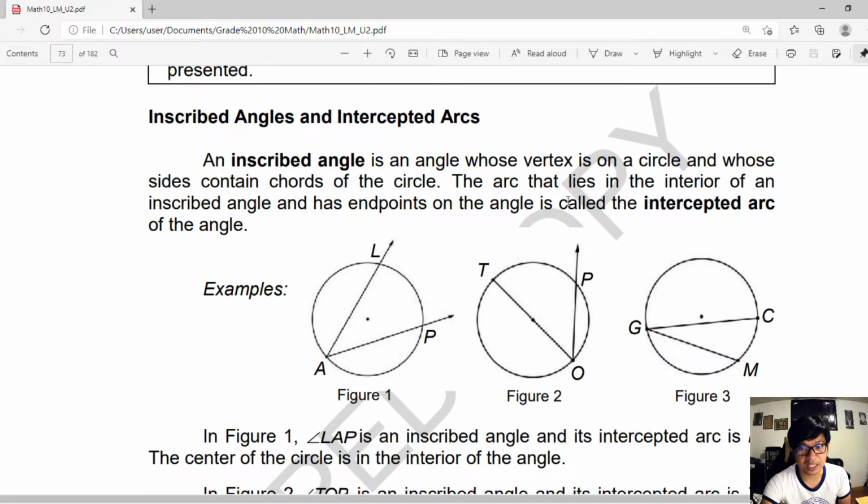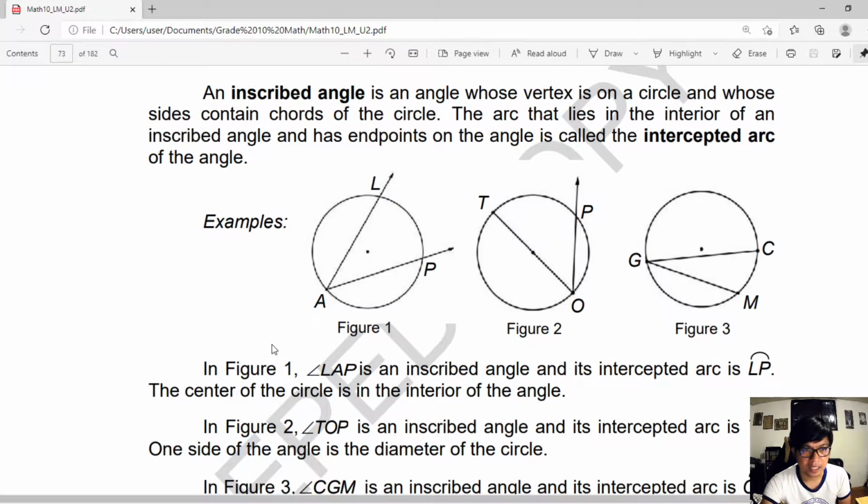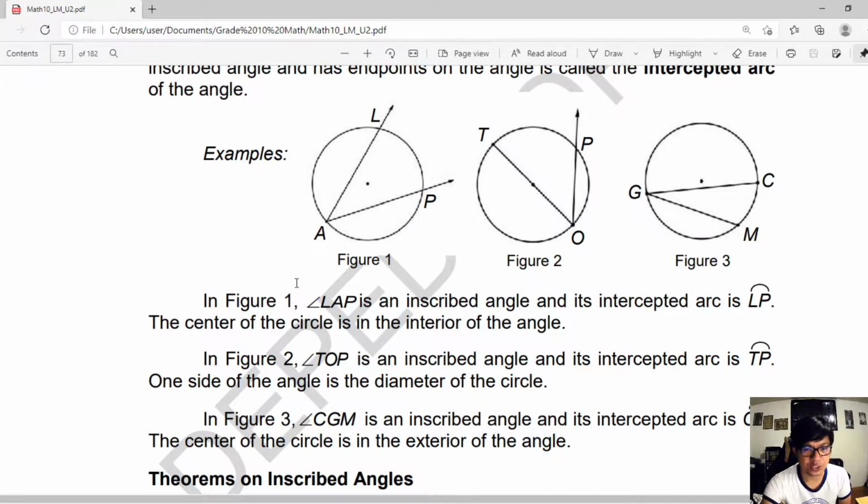The arc that lies in the interior of an inscribed angle and has endpoints on this angle is called the intercepted arc of the angle. Examples. These three figures are examples of inscribed angle. It contains the chords on a circle. So in figure 1, angle LAP is an inscribed angle and its intercepted arc is arc LP. So this is the intercepted arc. Ito yung intercepted arc niya.